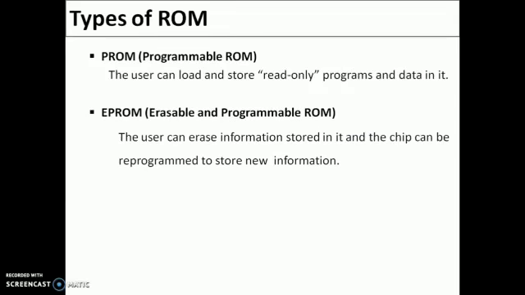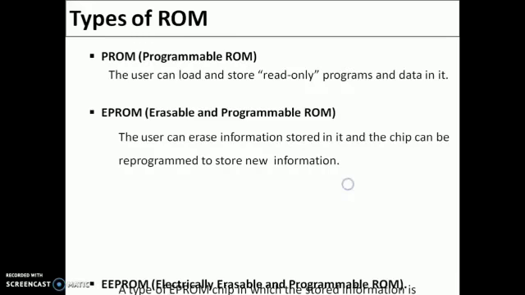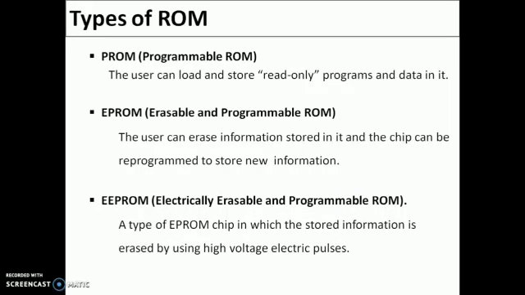We have another type of ROM, erasable and programmable ROM. In this type of ROM, the user can erase the information stored in it and the chip can be reprogrammed to store new information. Another type of ROM, electrically erasable and programmable ROM. This is a type of EEPROM chip in which stored information is erased by using high voltage electric pulses.